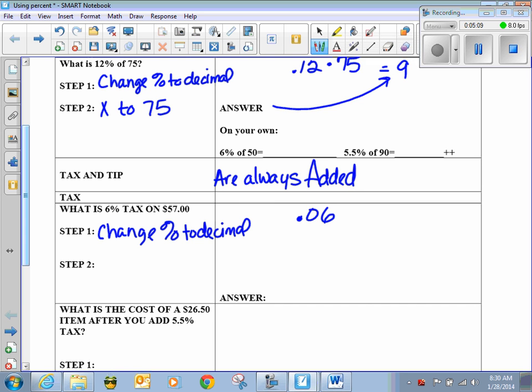And step 2 would be multiply by 57. So 0.06 times 57. I do that on my calculator, and I'm going to get an answer of 3.42. That's an equal sign there if you're wondering what I'm writing. I don't have to add anything on. It's just asking what the tax would be on a $57 item if the tax was 6%. Then we kick it up a notch.